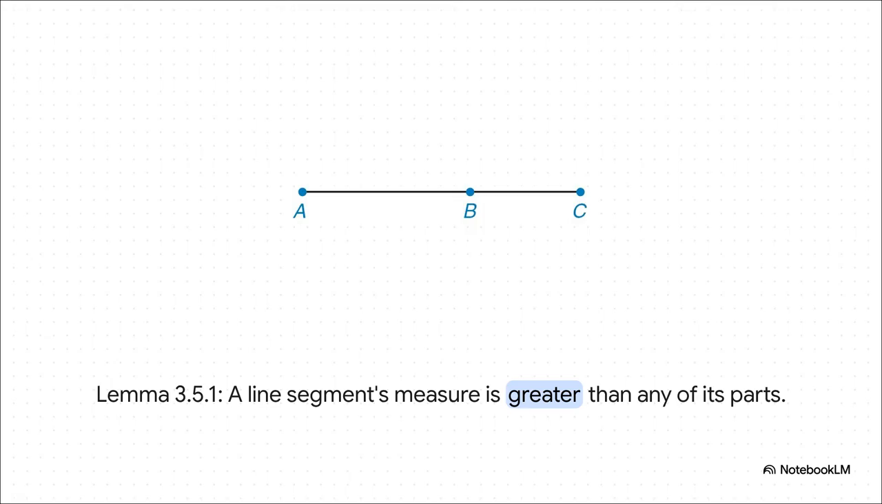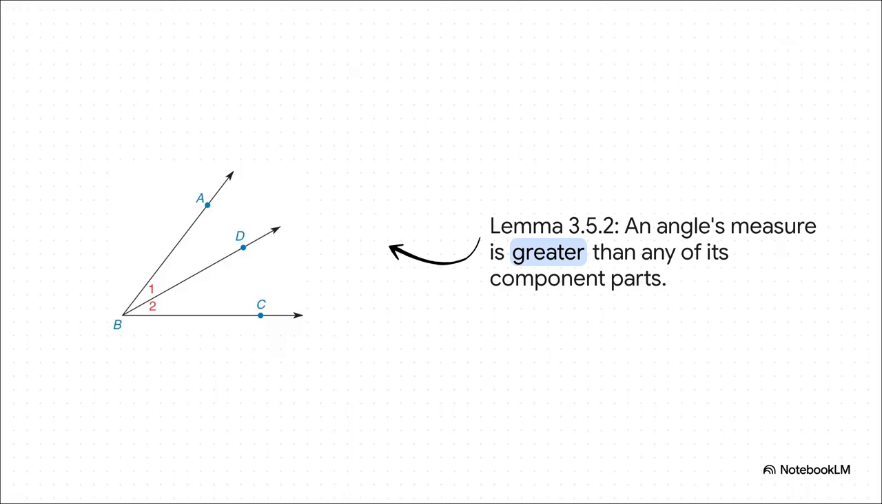Easy enough, right? And this same exact logic applies to angles too. If you take a big angle, like angle ABC here, and you split it into smaller angles, angle 1 and angle 2, well, the whole angle ABC has to be bigger than angle 1, and it also has to be bigger than angle 2. Makes sense.